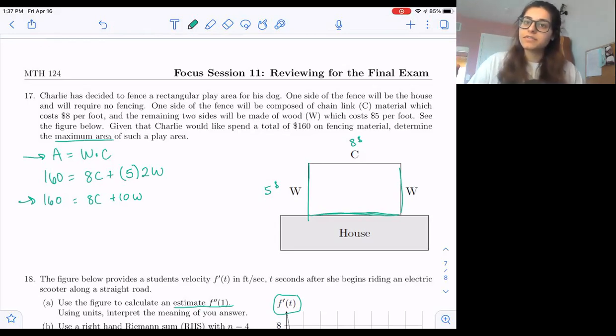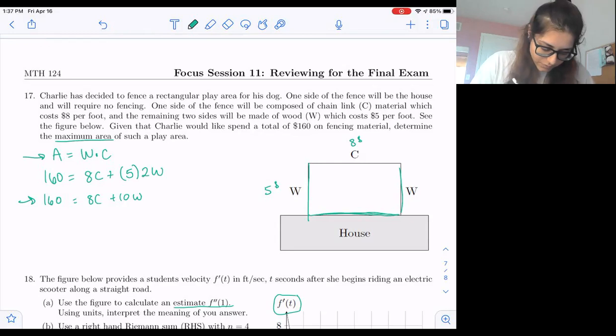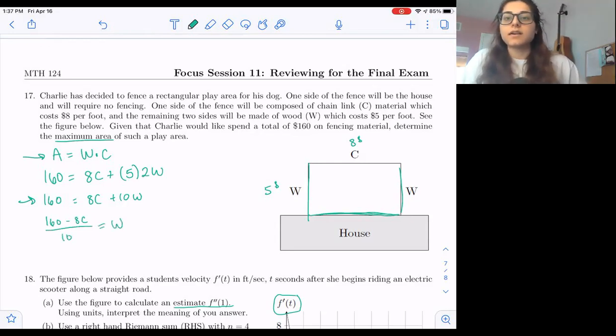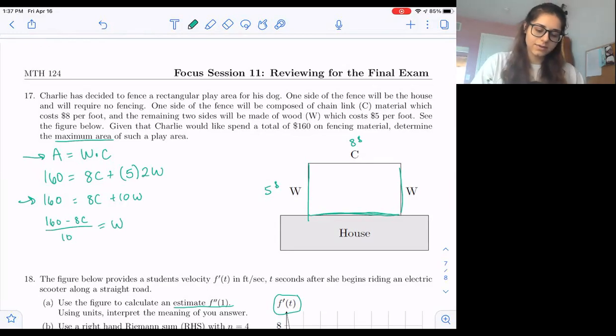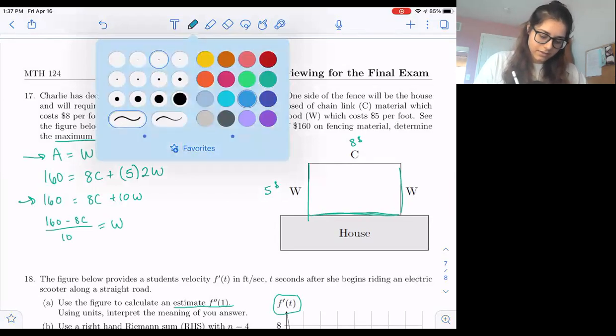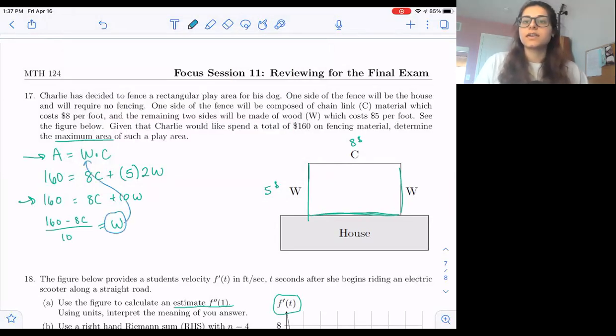So what I'm going to do is simplify or rearrange that $160 equation so I can get it in terms of one variable, and substitute that back into area so I can get area in terms of one variable. So I'm going to isolate for, say, W. So I'll do 160 minus 8C divided by 10, and that will give me W. So all I did was get W alone. Moved 8C over, divided everything by 10. Now I can take that W, let's change colors, take the W and put it back in here so I can get area in terms of just C.